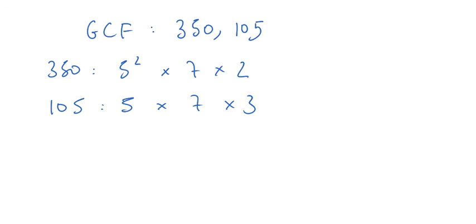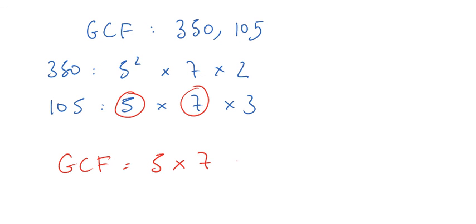So, we choose the smallest one of each one. Between 5 squared and 5, choose 5. Between 7 and 7, we just choose 7. Between 2 and no 2, we choose nothing. And between 3 and no 3, we choose nothing. If we multiply those out, the greatest common factor is going to be equal to 5 times 7, which is 35. See? We just solved 2 examples together.